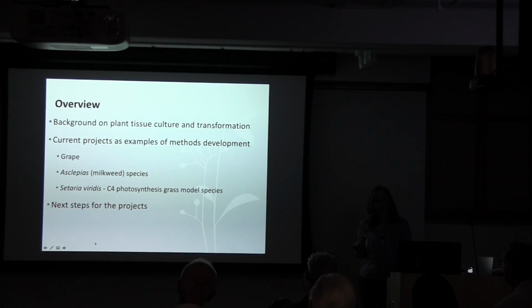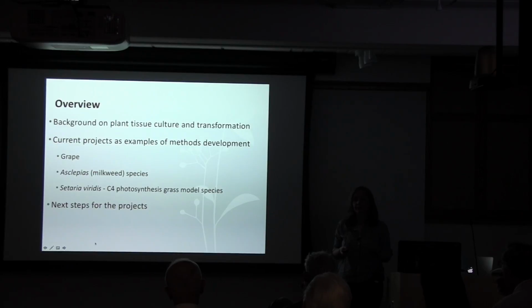Grape is the most recent one in our lab. We've been working with Anurag Agrawal at Cornell on Asclepias. And also, as Klaus mentioned, we're working with Setaria viridis, which is a C4 photosynthesis grass that we're developing as a model species. And then I'll end by telling you some of the next steps for those projects.